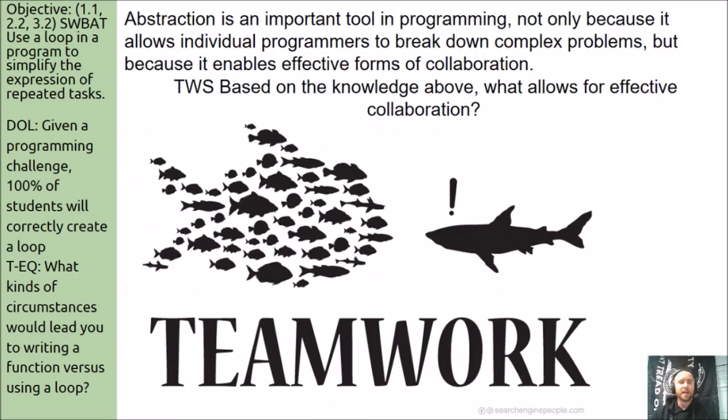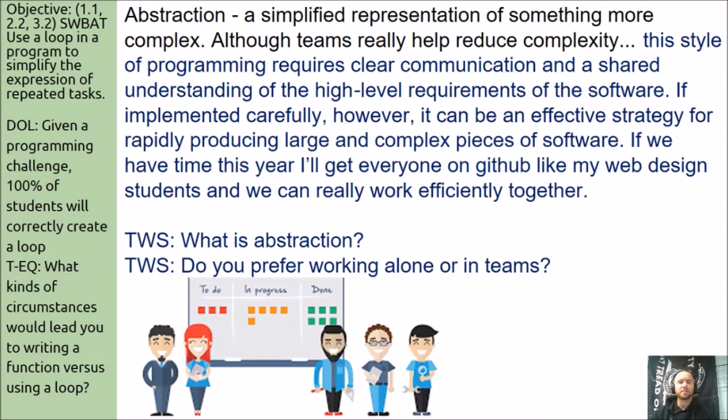And now I want you to go back and think about what I just said. Abstraction is an important tool in programming, not only because it's allowing programmers to break apart complex problems, but because it enables them to effectively work in teams. So think, write, share, based on the knowledge above, what about abstraction allows for effective collaboration? It says here, abstraction is a simplified representation of something more complex.